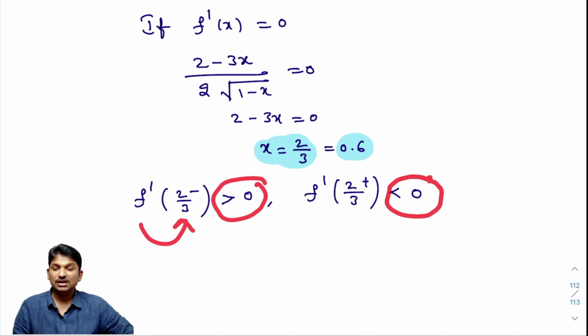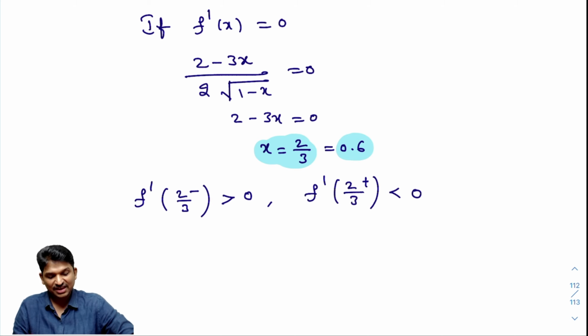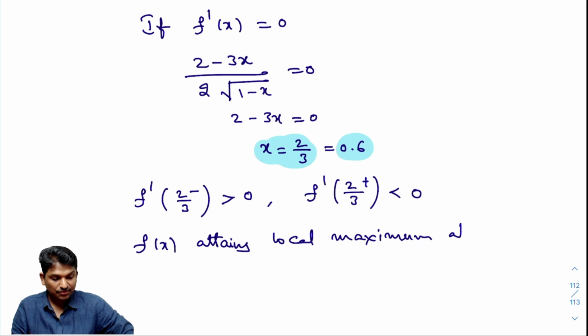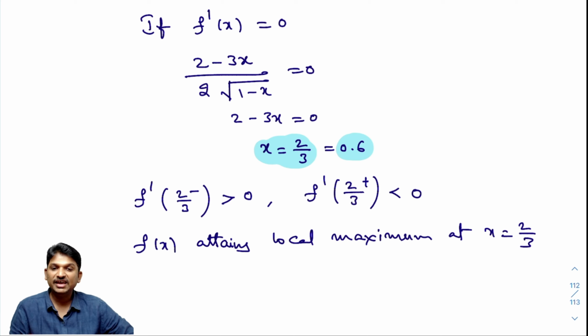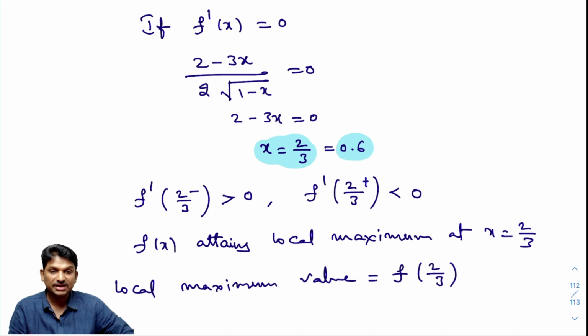When f dash changes from positive to negative, what do we say? We say that f of x attains local maximum. f of x attains local maximum at x equal to 2 by 3. And what is that local maximum value? Local maximum value is f of 2 by 3.